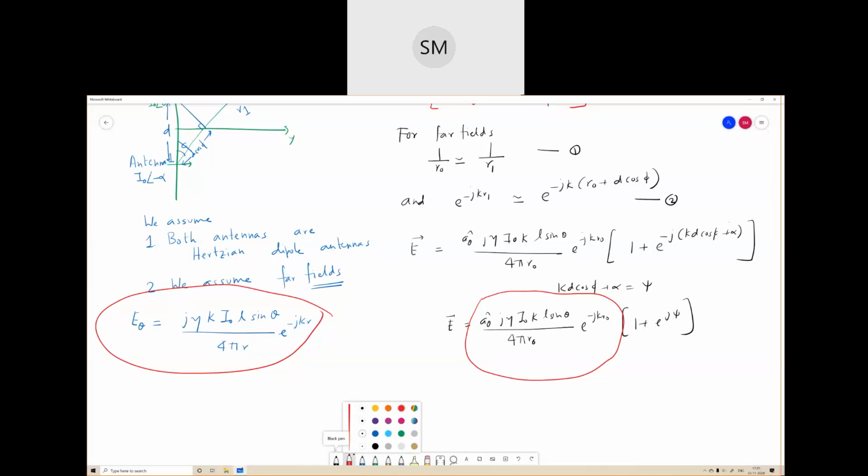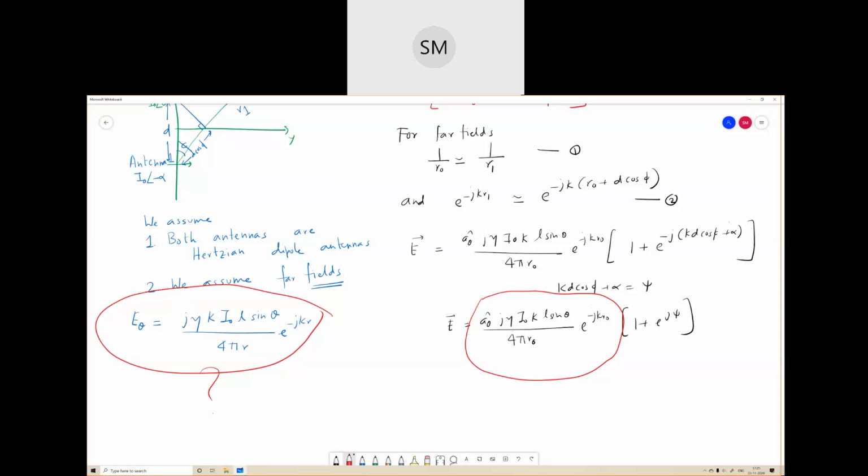And now tell me, what is this? This is the electric field, the E theta component of the electric far field by a single Hertzian dipole, right? The quantity at the left is the far field E theta by a single Hertzian dipole, right? Exactly.